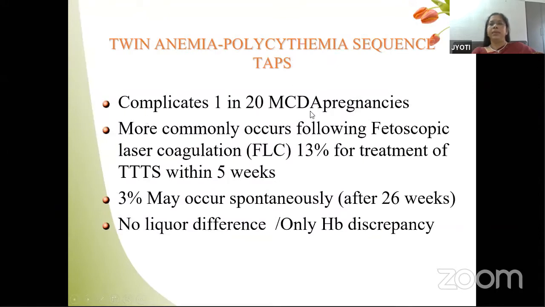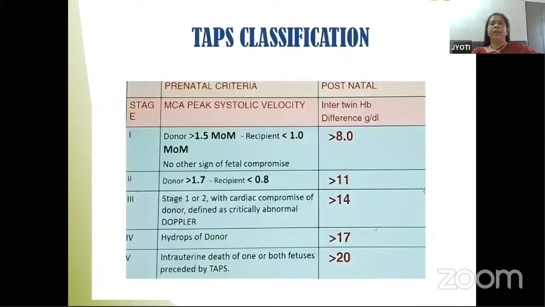It is seen in 1 in 20 monochorionic pregnancies. It usually occurs following fetoscopic laser, 13%, within 5 weeks. But in only 3%, you can have it spontaneously. There is no liquor difference, only hemoglobin discrepancy. So how can you find out for any anemia? We depend on MCA-PSV. So you start looking at the MCA-PSV and you can stage it 1, 2, 3, 4.